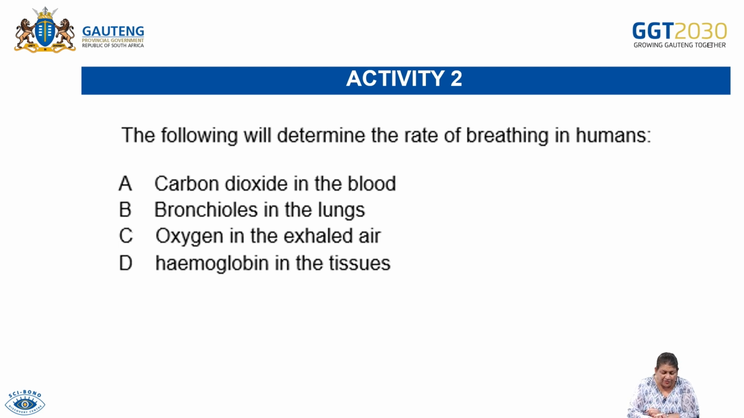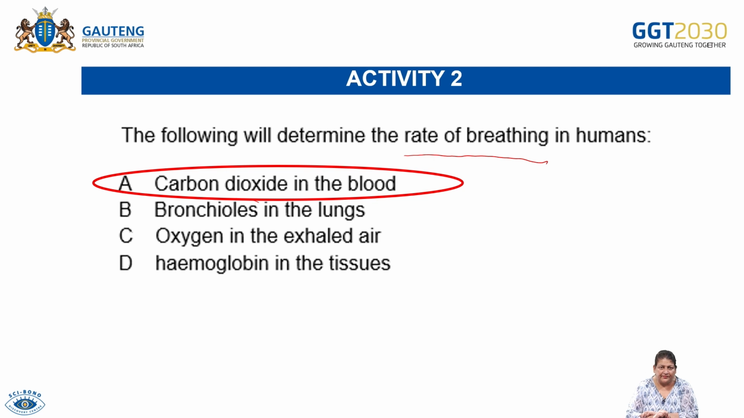So the rate of breathing is not controlled by hemoglobin in the tissues. What is hemoglobin? It carries oxygen. It's not controlled by oxygen in the exhaled air. It's not controlled by bronchioles in the lung, but the rate and depth of breathing is determined by the carbon dioxide levels in the blood. Okay.